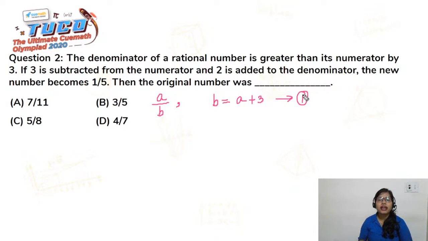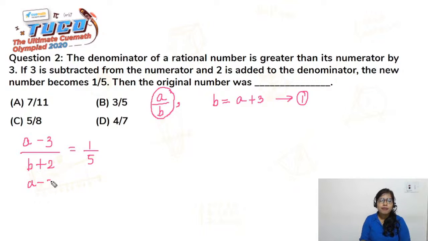If 3 is subtracted from the numerator and 2 is added to the denominator, that means this is our actual rational number. From this numerator, we are subtracting 3, and 2 is added to the denominator. Then the new number becomes 1 over 5. Then what was the original number? So in place of b, we could substitute a plus 3. So a minus 3 over a plus 3, that is from equation 1, plus 2, is equal to 1 over 5.